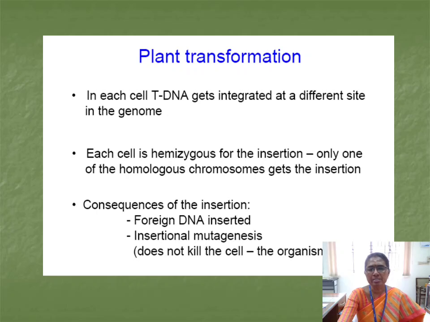After plant transformation, the tDNA gets integrated into different sites of the nuclear genome. In that case, each cell is hemizygous for the insertion of the foreign gene, that is, only one of the homologous chromosomes gets the insertion. The consequence of the insertion is that the foreign DNA, our gene of interest, gets inserted, and thereby it leads to insertional mutagenesis. Due to insertional mutagenesis, it does not kill the cells, because the organism is diploid.